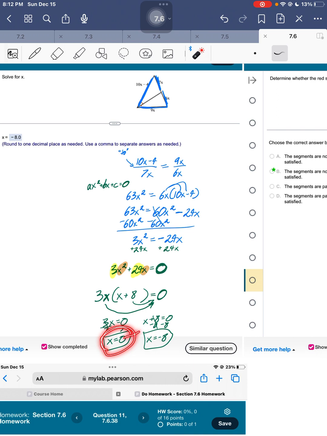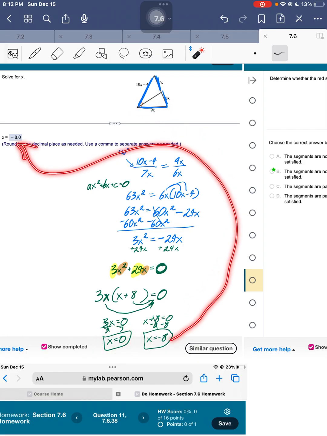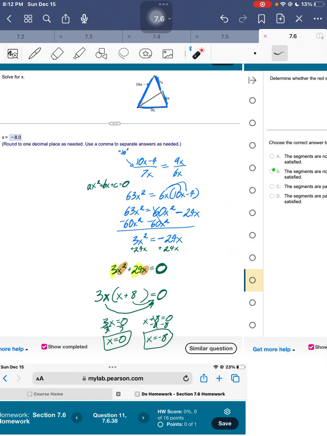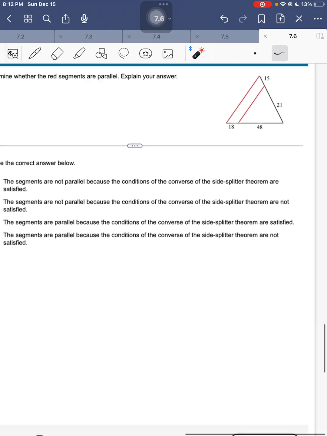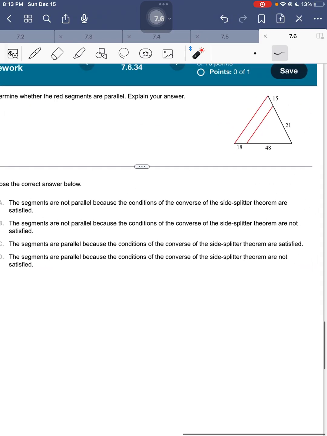So these are my two answers, but once again, 0 cannot be an answer because if 0 was an answer, let's put the 0 over here. Let's do 9x. What's 9 times 0? 0. Can a side length ever be 0? No. So that's not going to be correct. So my only answer is negative 8. Okay?